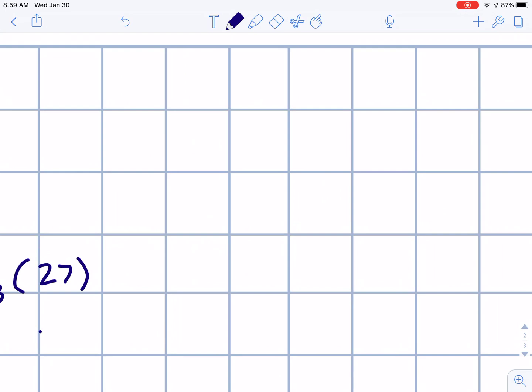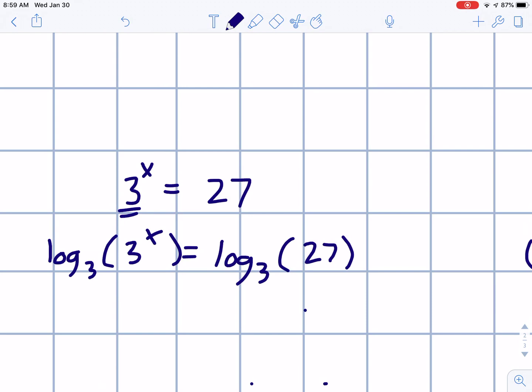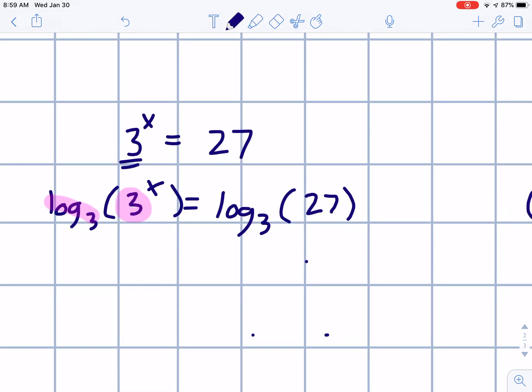Just like if I had over here, I said x squared equals 16. You'd say, well, how do you get rid of the squared? Well, you could either square root, okay, or we learned you can raise it to the 1/2 power. Okay, so that will undo what's being done. And that's how you want to think about this. This here, this log base 3 undoes this base. Okay. So what you end up getting is just x, because log base 3 of 3 will cancel out. So x is equal to log base 3 of 27. Okay.